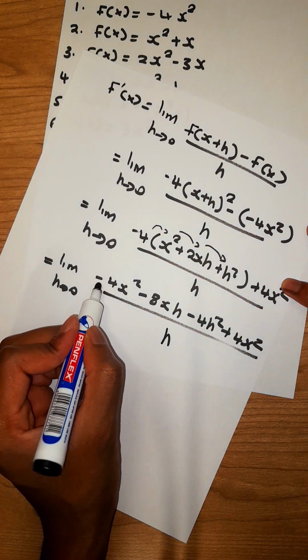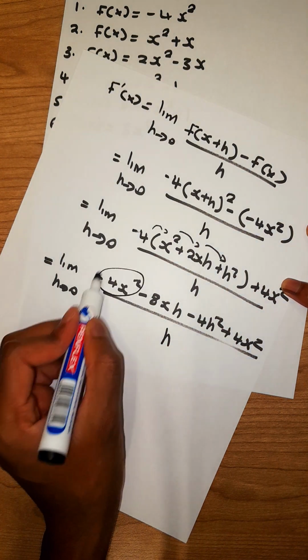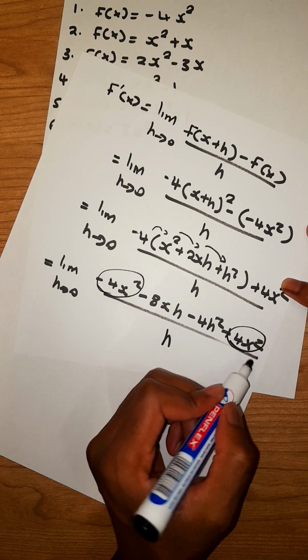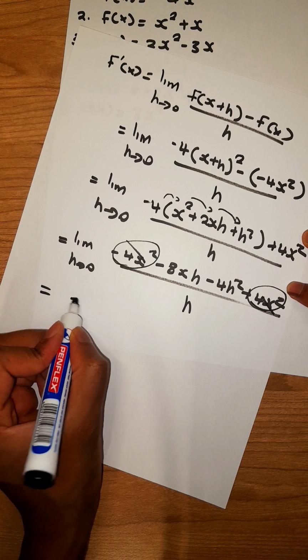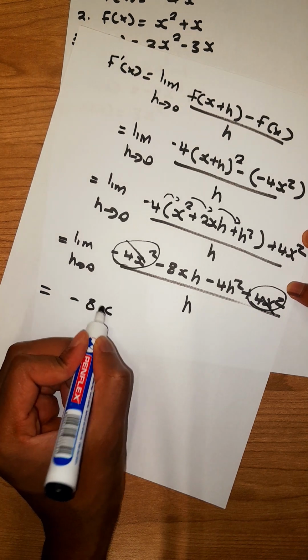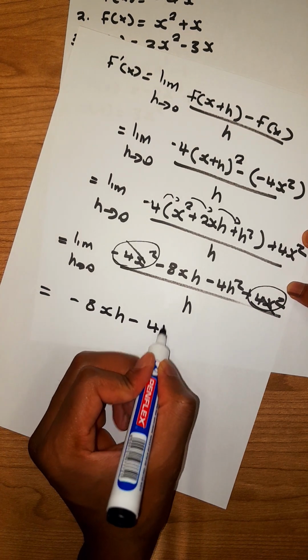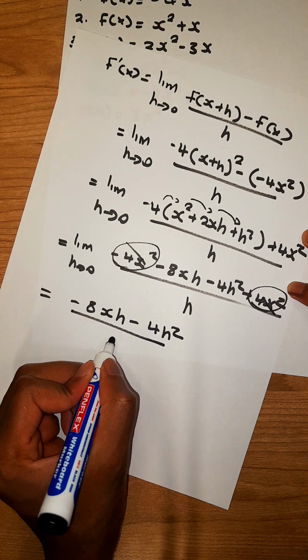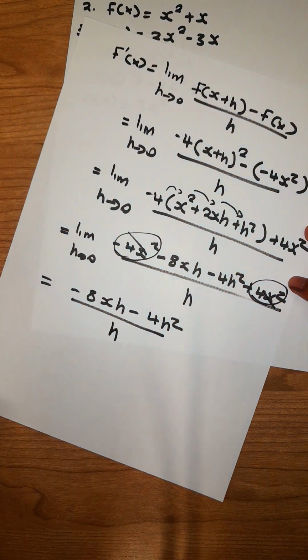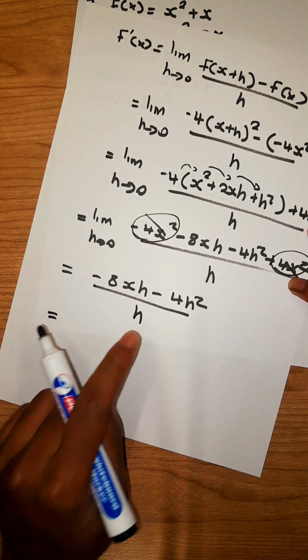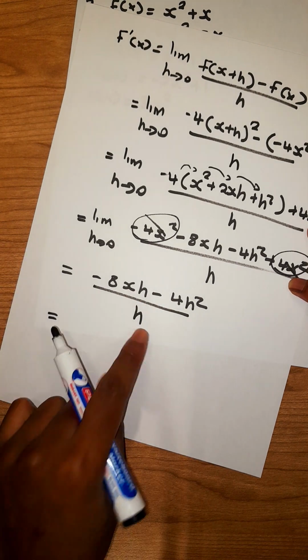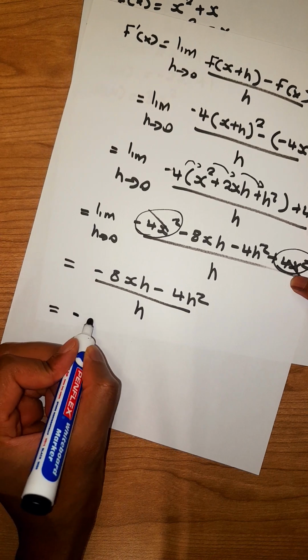And you realize we're having minus 4x squared, and this one is a positive 4x squared. They're actually going to cancel out, and you are left with minus 8xh minus 4h squared divided by h, right? So what's actually happening? You realize you want to take the common factor of h, so you can actually cancel it out with the h on the bottom.